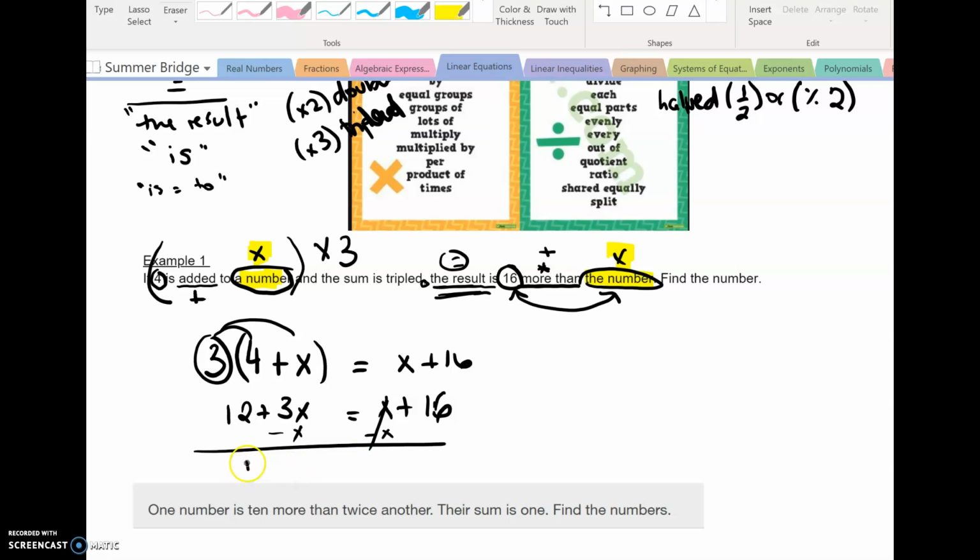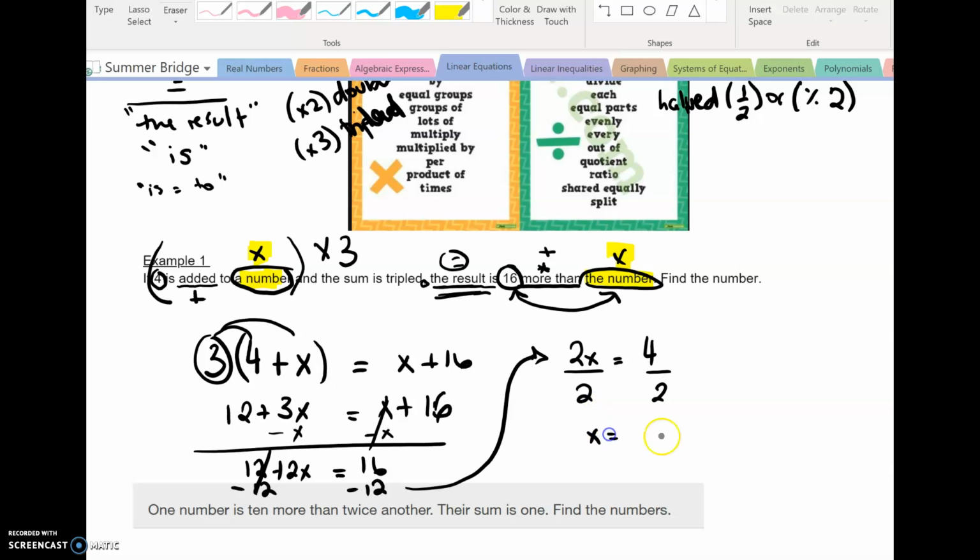That cancels, so I have 12 plus 2x is equal to 16. I'm going to subtract the 12 from both sides. That cancels, and I'm going to bring it back up here. And then I have 2x is equal to 4. Divide both sides by 2. So x is equal to 2. So find the number. The number is 2.